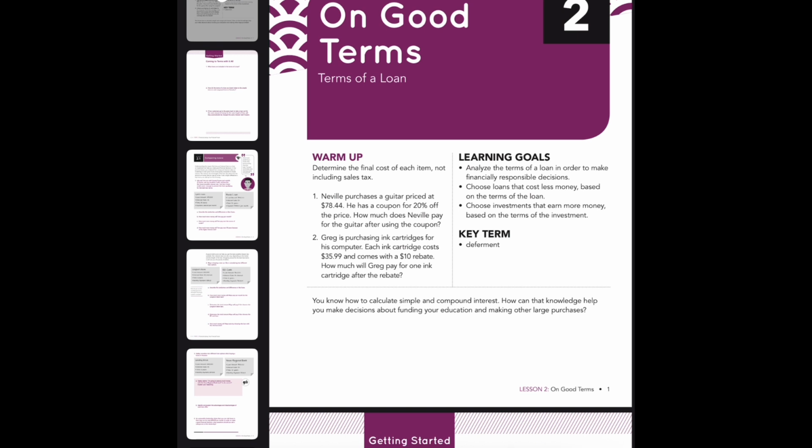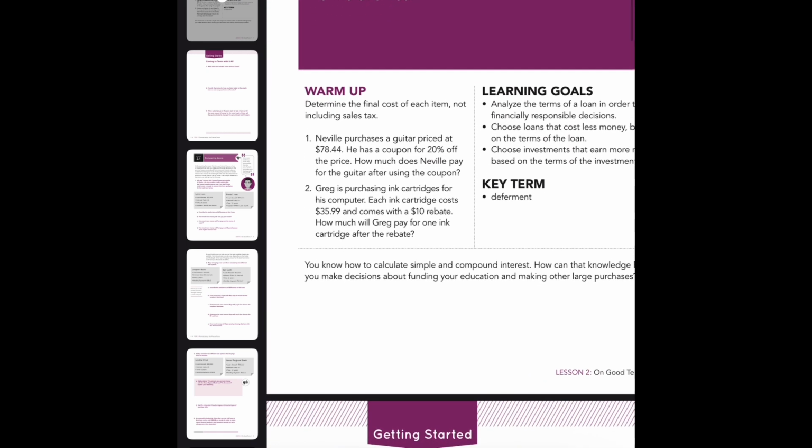So number 1, Neville purchases a guitar priced at $78.44. He has a coupon for 20% off the price. How much does Neville pay for the guitar after using the coupon? So there's 2 ways we could do this. We could calculate 20%, 0.20 times the price, and then subtract that from the price of $78.44.